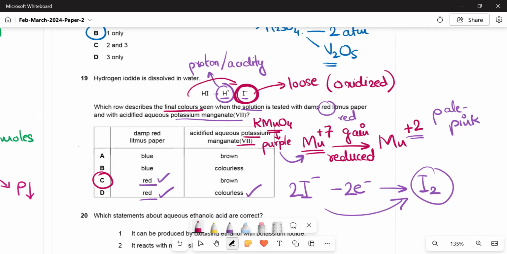So the solution has iodide ion in it, and because the iodide ion reduces manganese, it gives its electrons to manganese. So itself, it gets oxidized. It becomes I2, which is brown in color, a brown solution. Iodine solution is brown in color. So that is why the answer will be C.